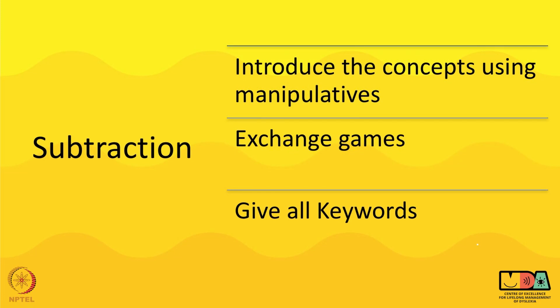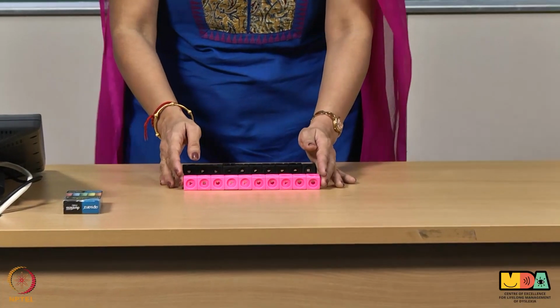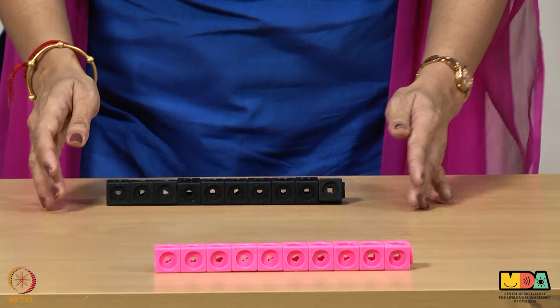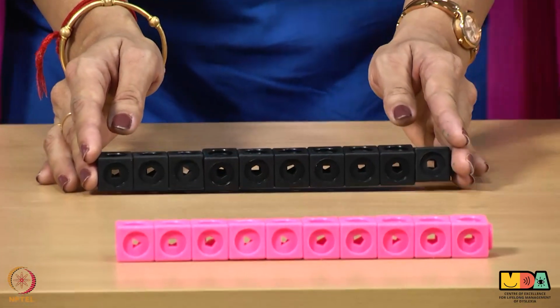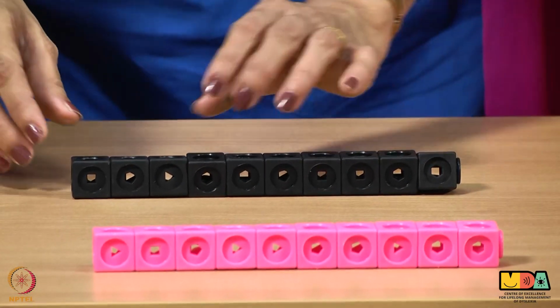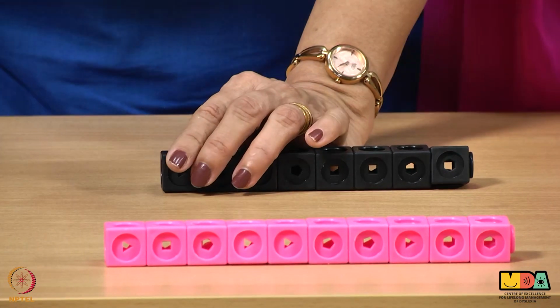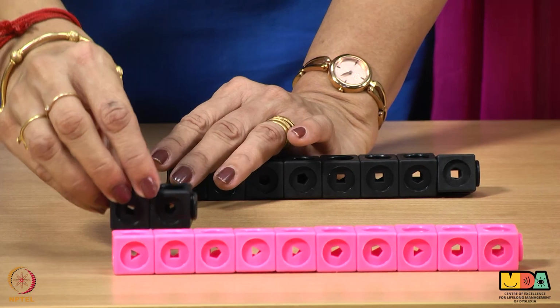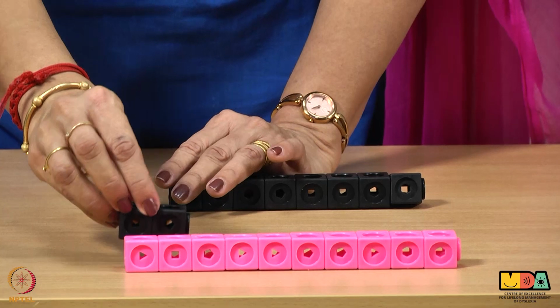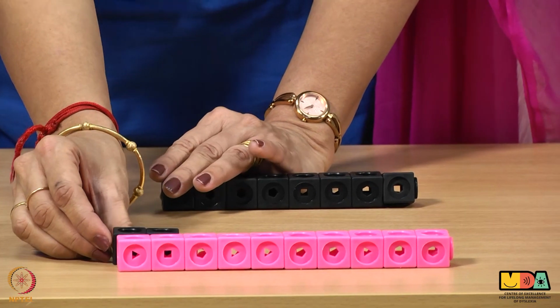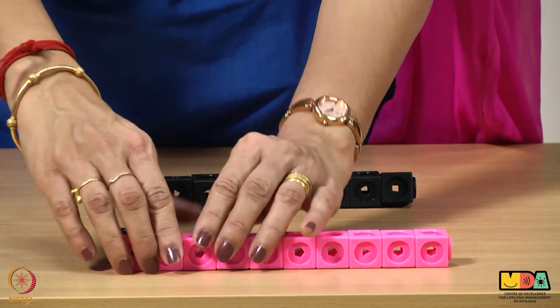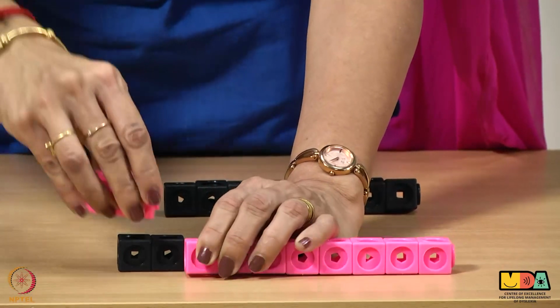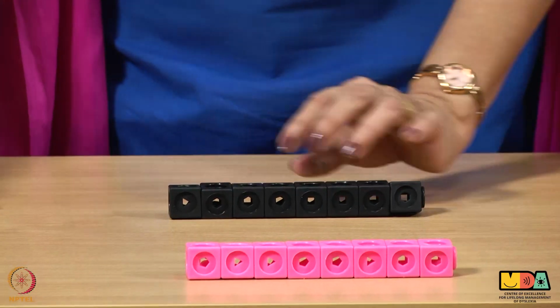Let us see if we can make use of these blocks and make children understand that they can't take away a bigger number from a smaller number. Give a set of blocks to the child or the children. You retain one part. Now, you take two of these and ask the child to give you a set as big as this. So, the child puts it next to the block, removes so much and gives it to you.